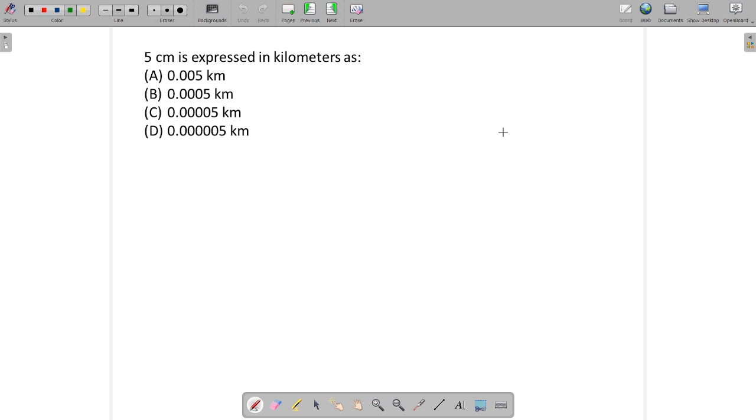Let us discuss the next question. 5 centimeter is expressed in kilometers as: option A 0.05 kilometer, option B 0.005 kilometer, option C 0.00005 kilometer, and option D 0.000005 kilometer. Now let us discuss that. One kilometer is equal to 1000 meters. We know that 1 kilometer is equal to how much? 1000 meters.